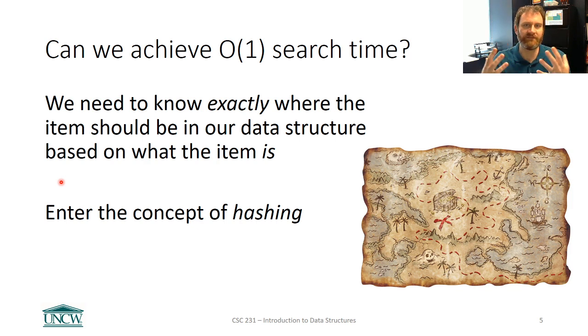So what I need to get big O of one search is a map or a key that tells me, go here. If you're looking for the treasure, it's going to be at memory address, blah, blah, blah. And if you go to that memory address and you don't find something, then it's not there. It would be there if it were there. Okay. So what is the map?